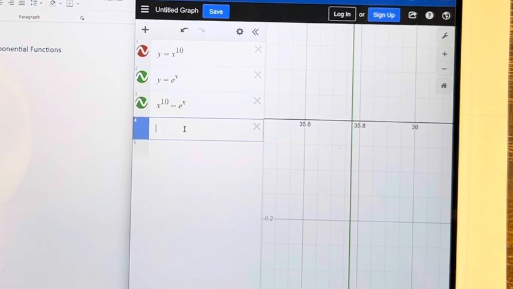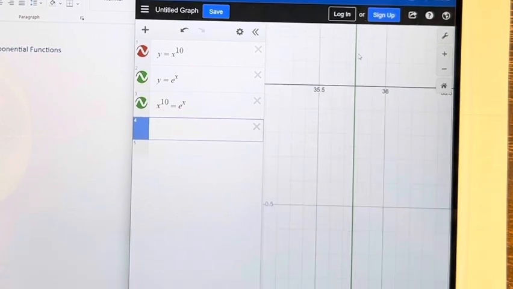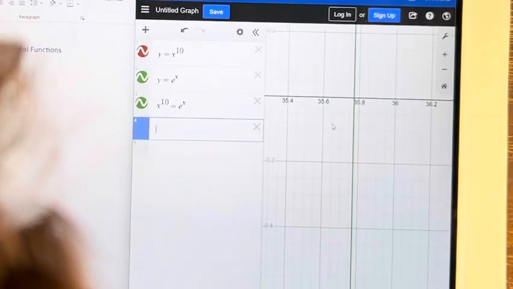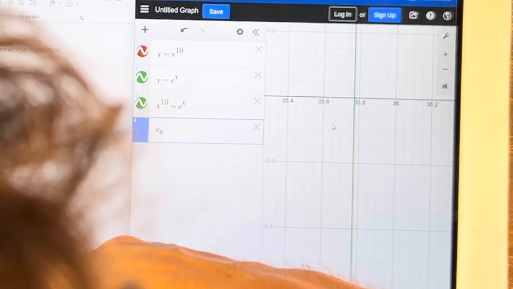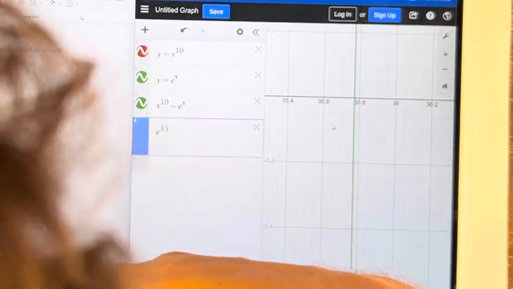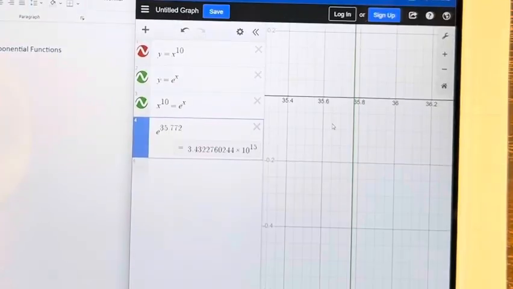So how do we actually graph this area, where the actual intersection point happens? Well, you could start scrolling up, but you'd be scrolling for a while, right? Because if we look up e to the 35.772, we can see that it's 3 times 10 to the 15th. It's very, very high up.